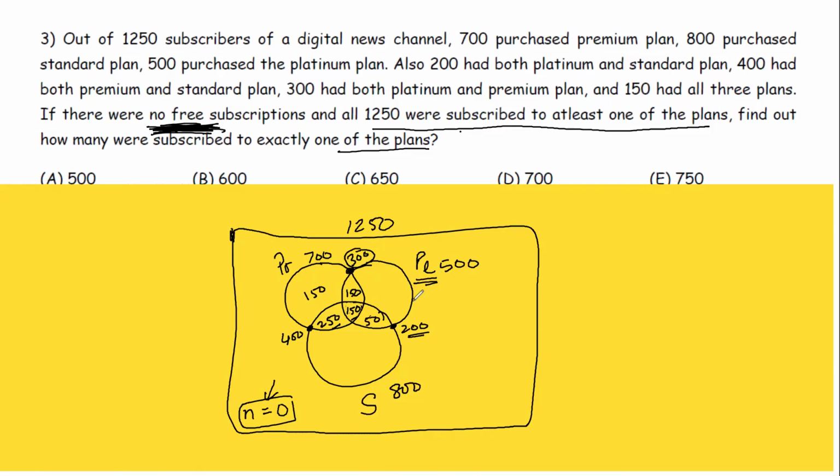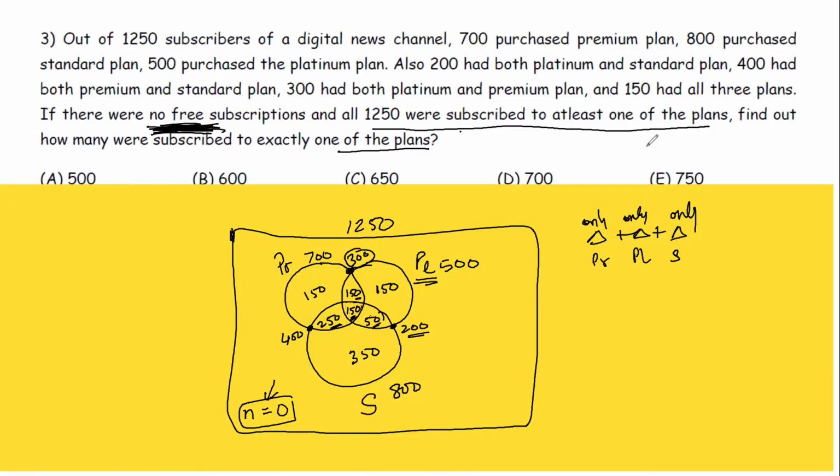So now we're calculating platinum. Platinum whole thing is 500. So we have this region 150, 150, 300, 350. So what remains is 150. Now the whole standard plan is 800. So it's made up of these four regions. So 250, 150, 400, 450. So this is 350. And so we have got our triangles, which is the only premium, only platinum, and only standard. So that's what they want.